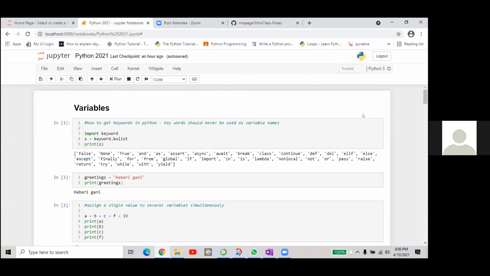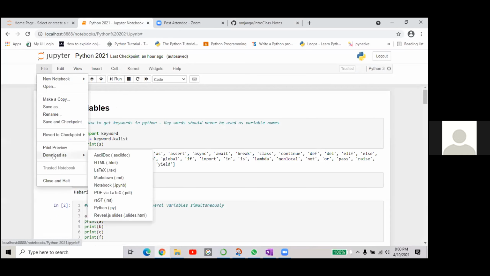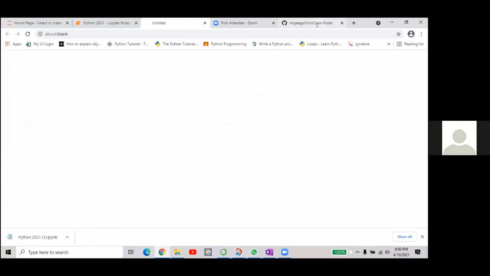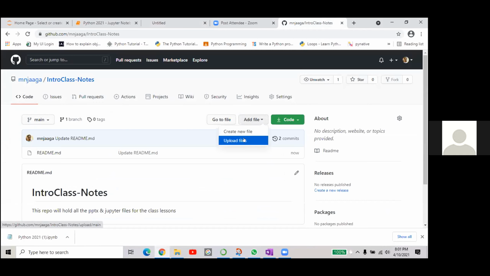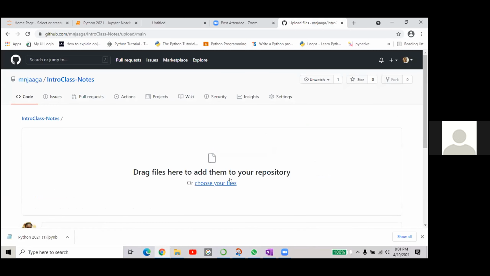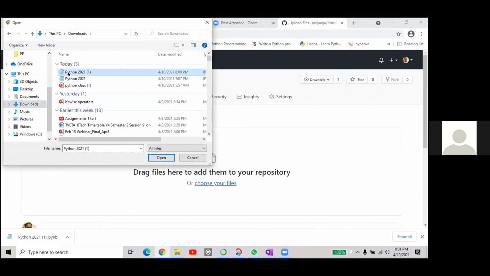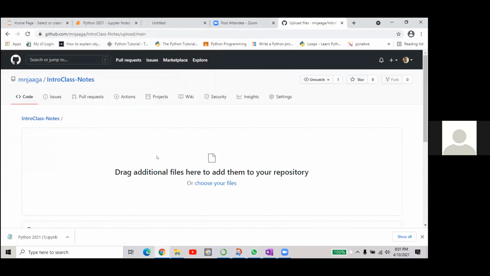Here it is. I have this file that I've also shared on the blog. How do I get it to GitHub? You go to File and then Download As, Notebook .ipynb. When it downloads, this is a regular download, so it's going to be in my downloads folder. If I want to put it on my GitHub, I come here, add files. Because I am just uploading it from my downloads folder, I can either drag it here or choose files, go to downloads, and here it is, and then open.